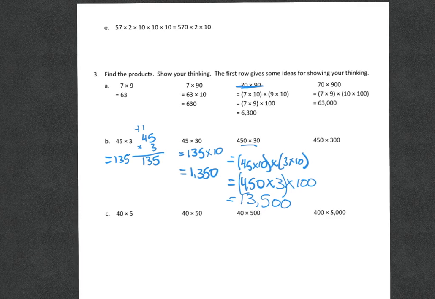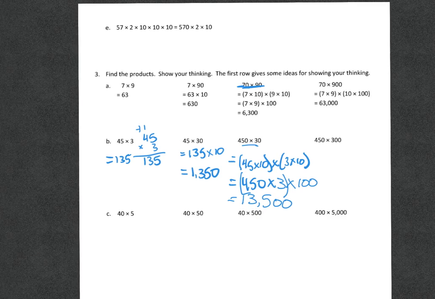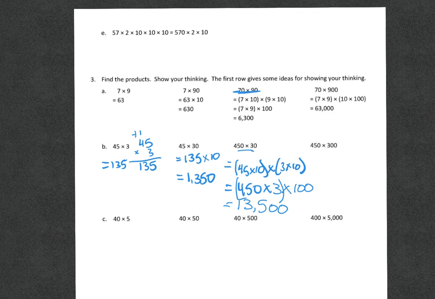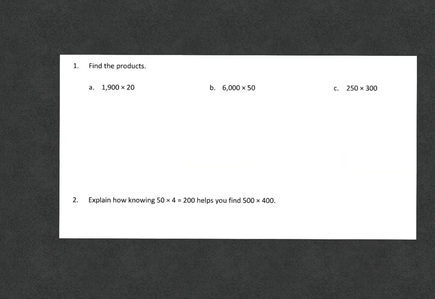So then 450 times 300 would give you the same result, but you would just do 45 times 3 times 10 times 100, and that would just give you your 135, but with 3 more zeros to give you 135,000. All right, so now we're just going to be finding the products.